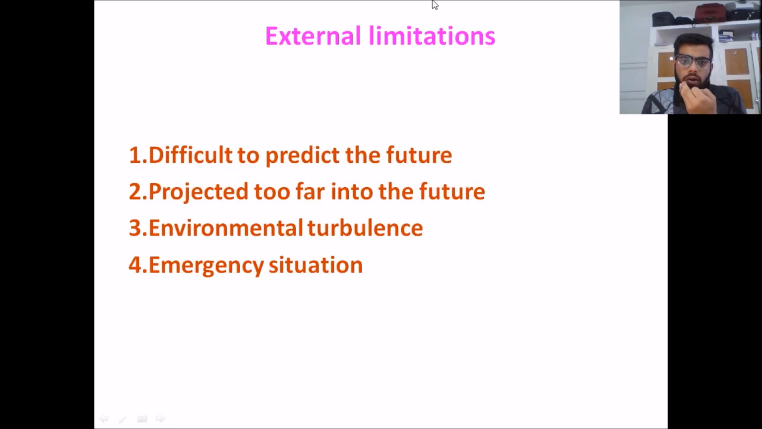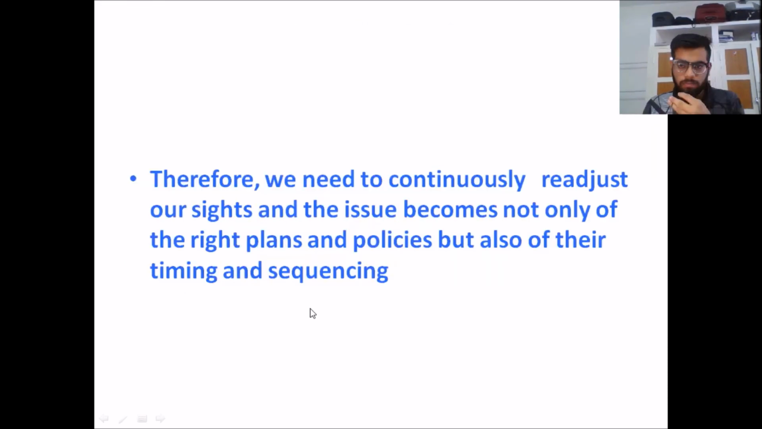And talking about external limitations, the first one is that it is difficult to predict the future. That's absolutely true. Plans are projected too far into the future. The third one is environmental turbulence. Turbulence will occur, so the environment can act opposite to the plans. The fourth one is emergency situations. An emergency situation may occur which may lead to a change of the plan.